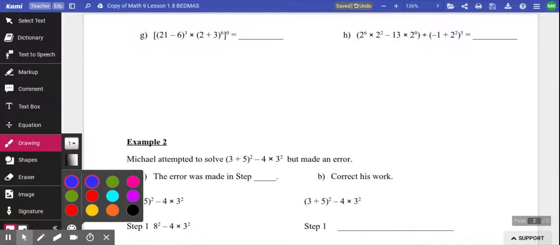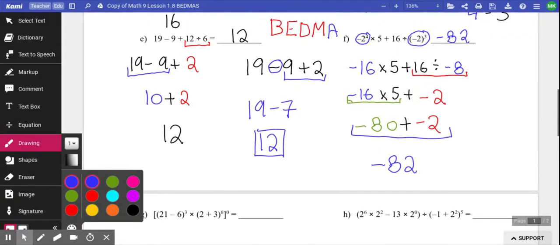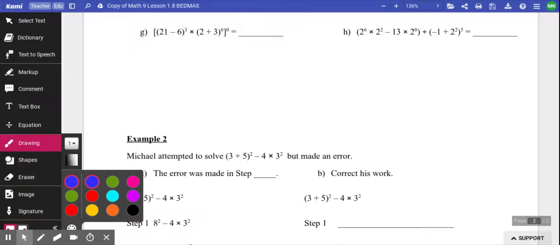If you look at G, this one would require you to do brackets and stuff like that. It was -82, sorry. And I'm going to show you the long way through it, and I'm going to show you a quick way through it. If you wanted to do this properly and you were doing BEDMAS, this is a great example of brackets. We have lots of brackets here.